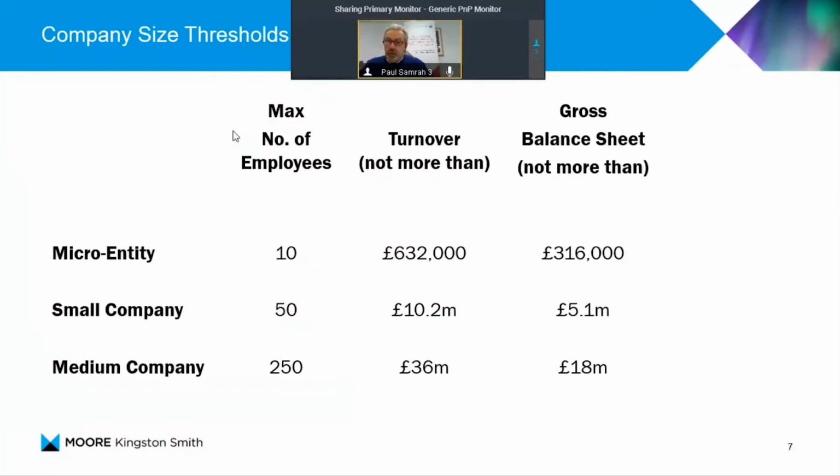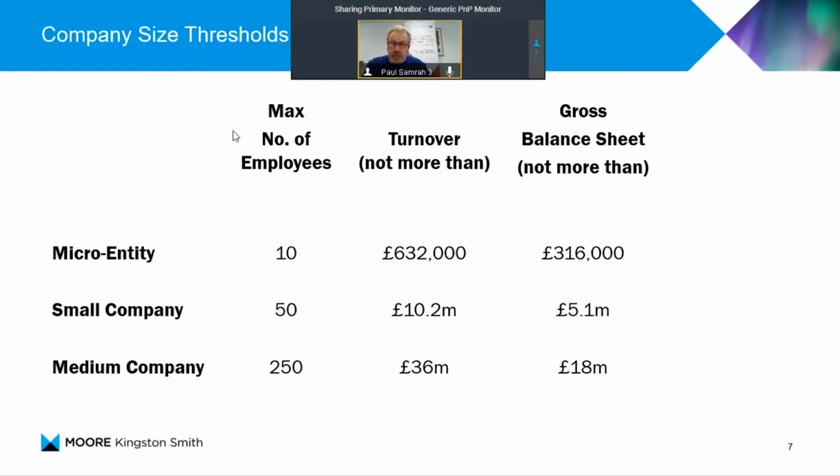So those are the thresholds for disclosures, because there are limited disclosures depending on the size of your company. And there you are, you've got the list there. So if you're a very, very small entity, then there is very little information put on public record in respect of your accounts.